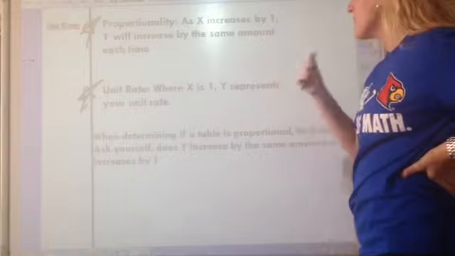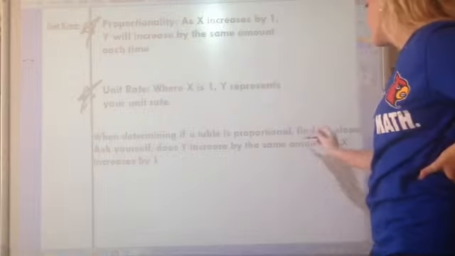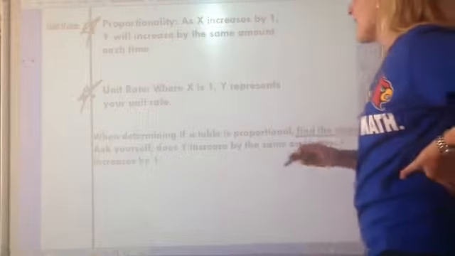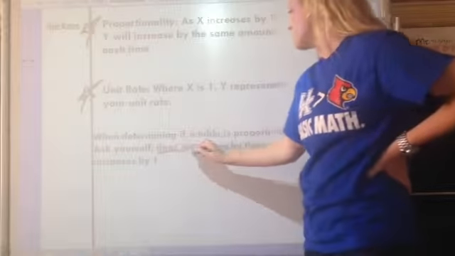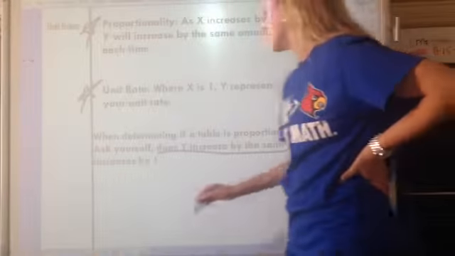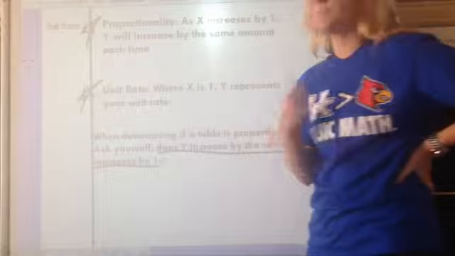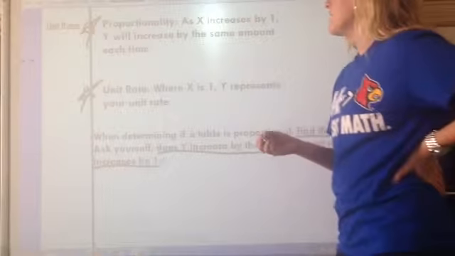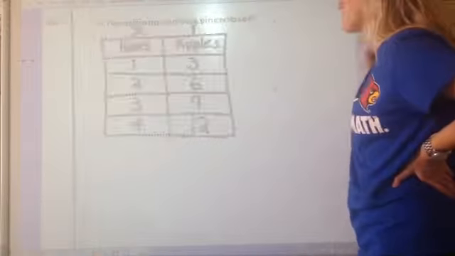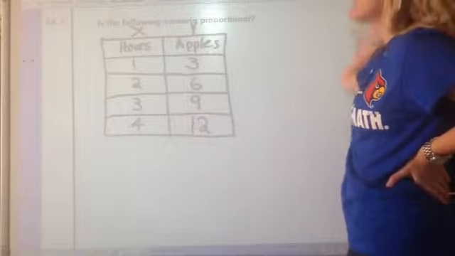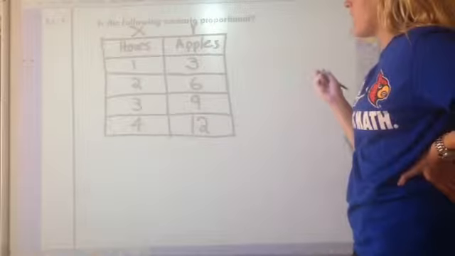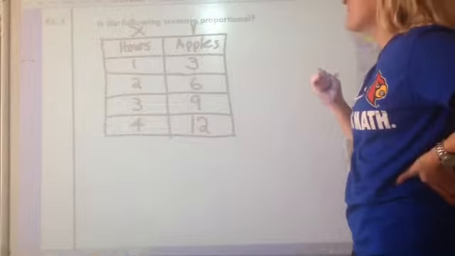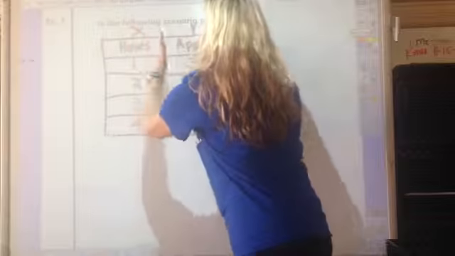So this is just a little tidbit. When determining if a table is proportional, find the slope and ask yourself, does y increase by the same amount as x increases by 1? Let's go ahead and jump into an example. All right, so is the following scenario proportional? I'm interested in if hours and apples are proportional.